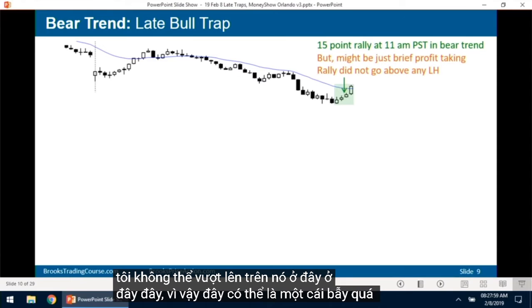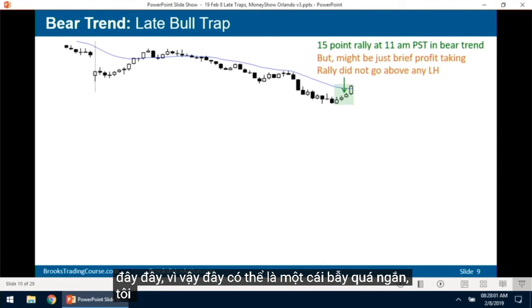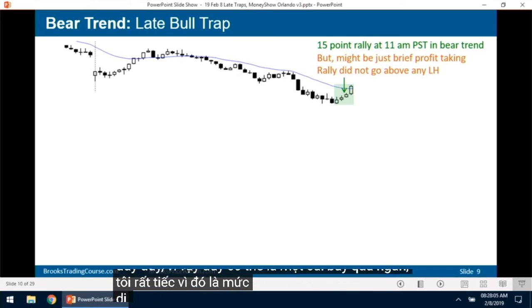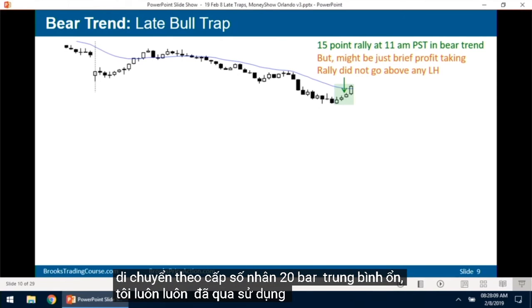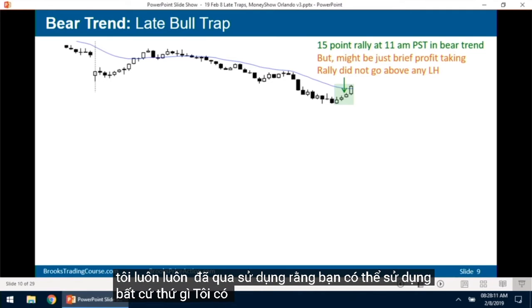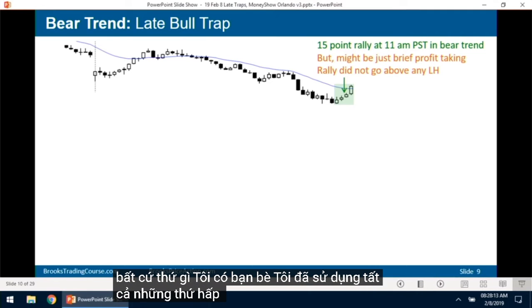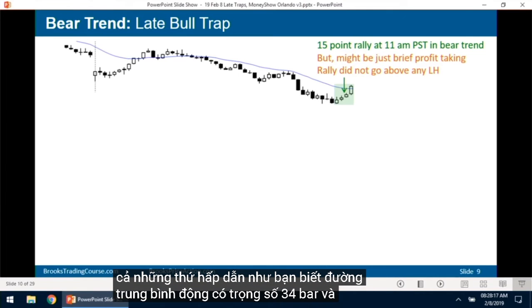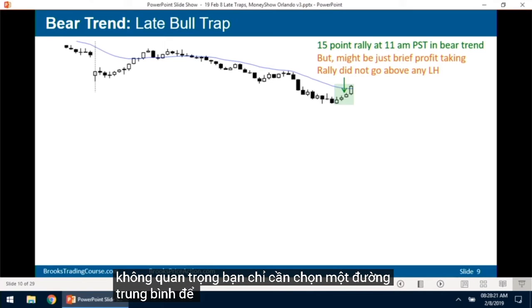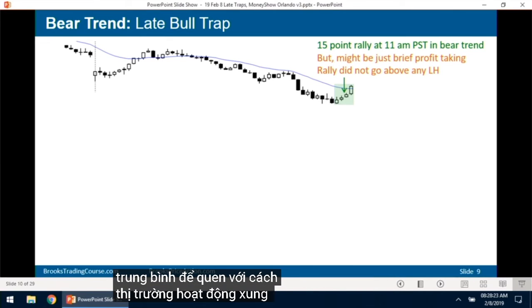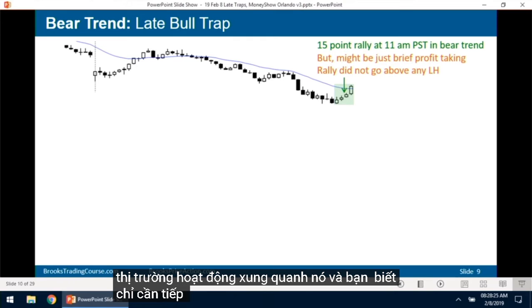That's a 20-bar exponential moving average. I've always used that. You can use anything. I had friends who have used all kinds of nutty things like 34-bar weighted moving averages, and it doesn't matter. You just pick one moving average, get accustomed to how the market behaves around it, and just keep using one thing.